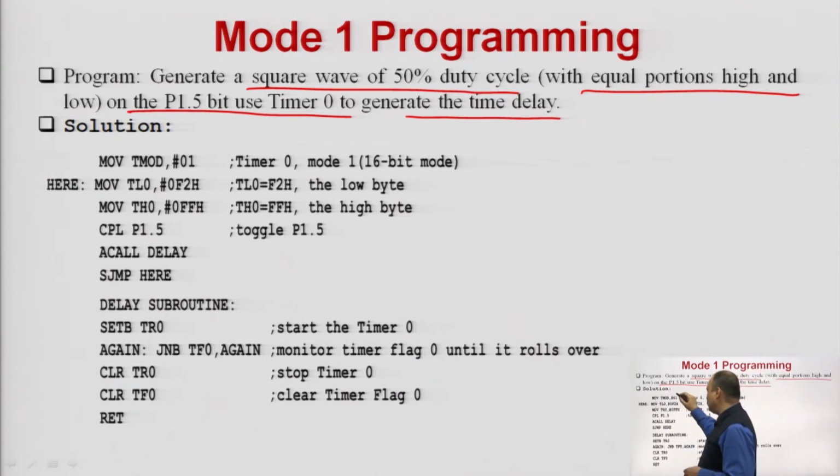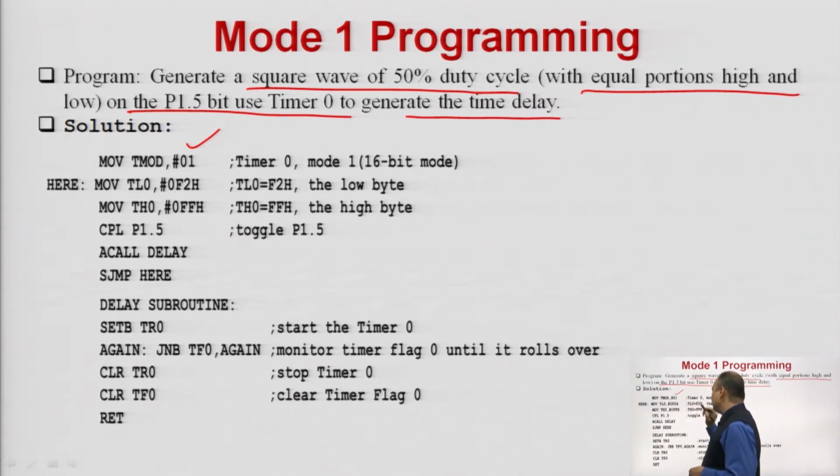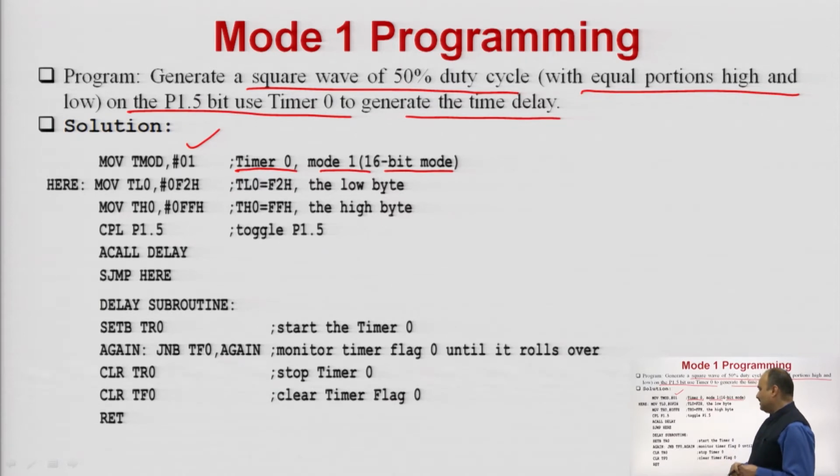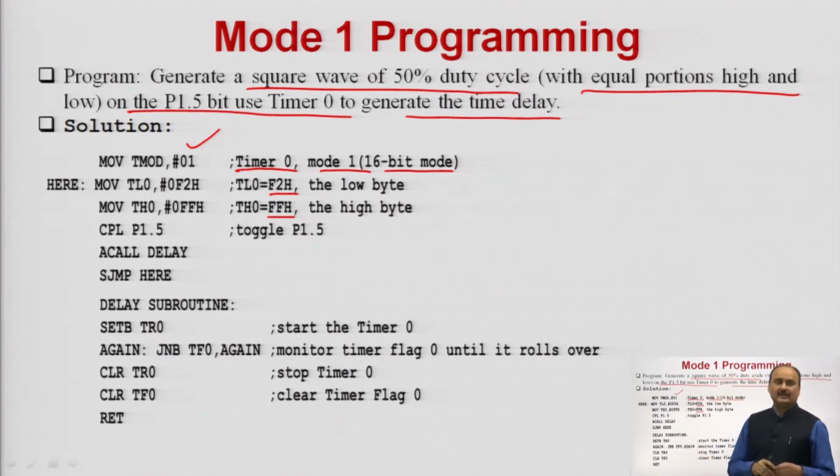The first step is that we need to configure the TMOD register, which is an 8-bit register, and with the help of configuring TMOD we select timer 0 in mode 1 operation, which is 16-bit mode. Then load the 16-bit value, that is F2H in the TL0 register, the low byte, and FFH into the TH0 register. This is the second step which is required to follow. So the 16-bit value can be loaded into the TL0 and TH0 registers. Once the value is loaded, we need to start the timer.